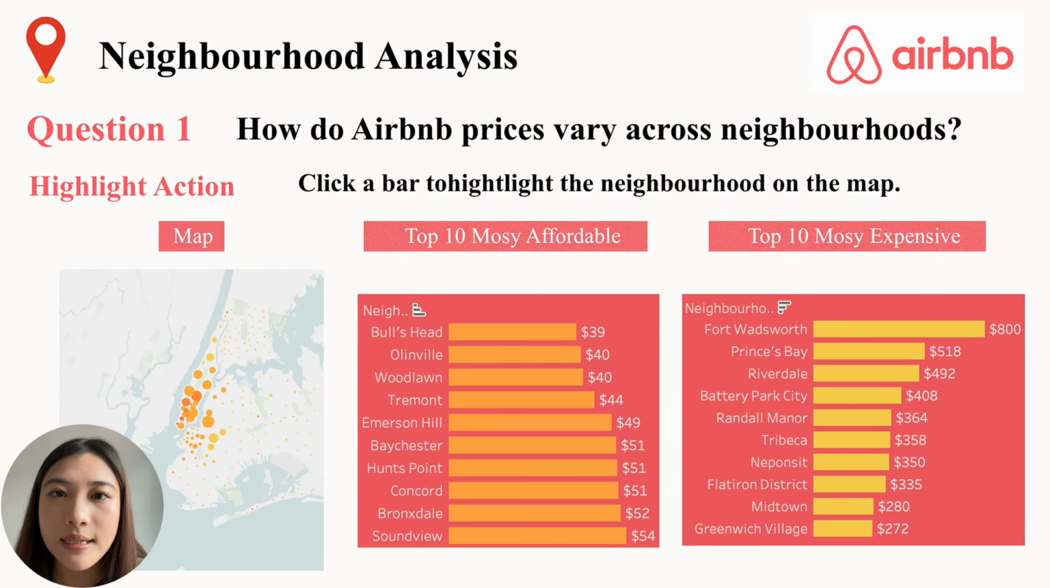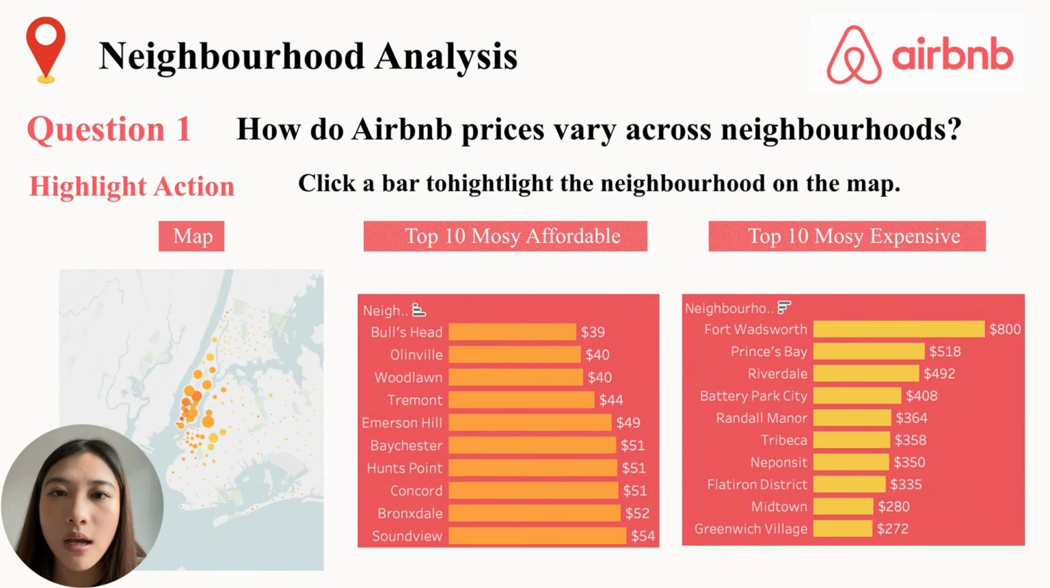Our first analytical question is how do Airbnb prices vary across neighborhoods? To answer this question, we use three visualizations. The map shows the geographical distribution of average listing prices. The two bar charts rank the 10 most affordable and 10 most expensive neighborhoods.